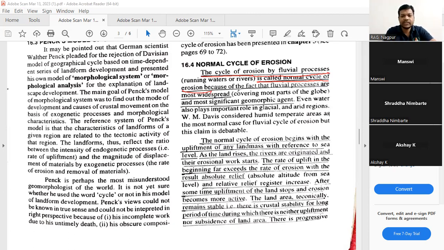It is called the normal cycle of erosion because fluvial processes are most widespread, spread all along the world, and are the most significant geomorphic agent. Now, the normal cycle of erosion begins with the upliftment of any landmass with reference to sea level, like this, upliftment of any area. This is a hill for the question. As the land rises, the rivers originate and their erosional work starts.